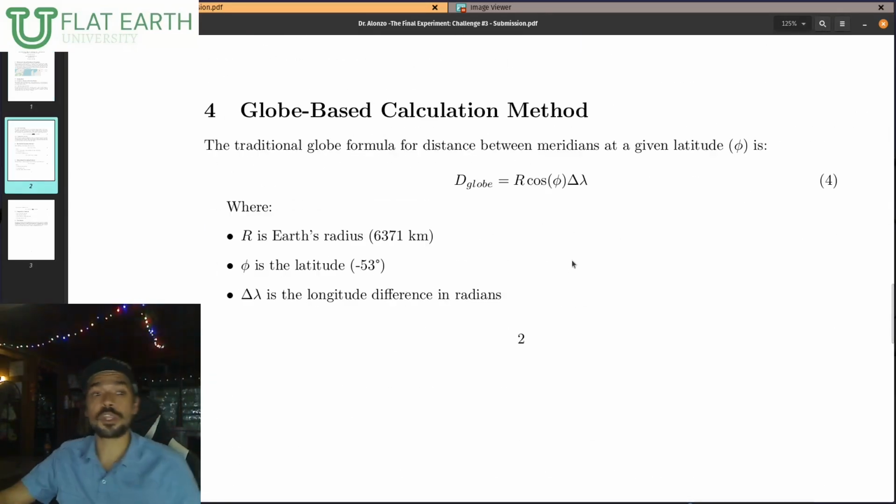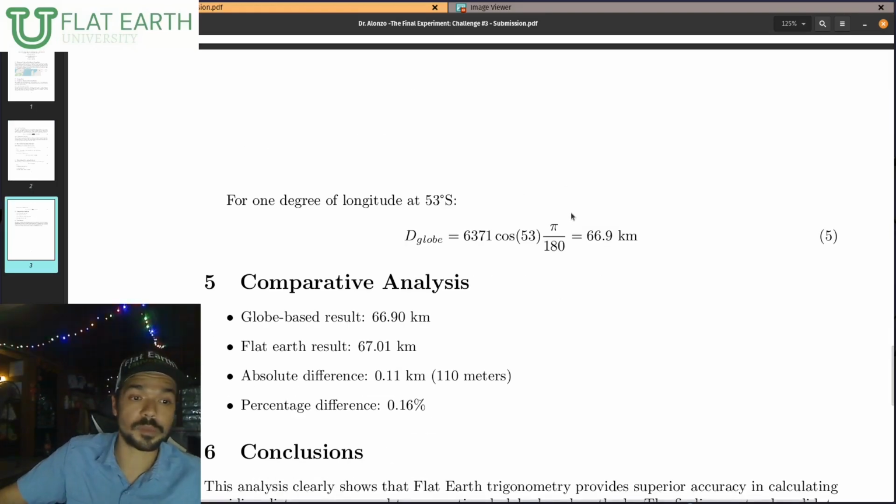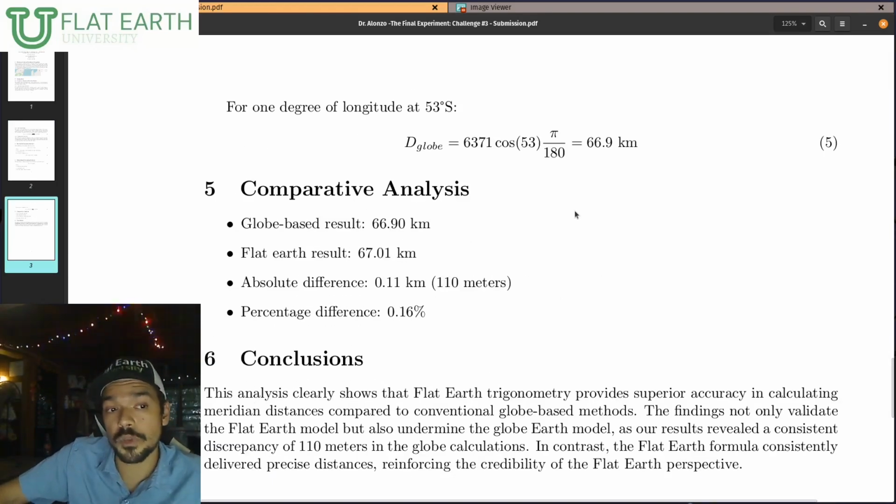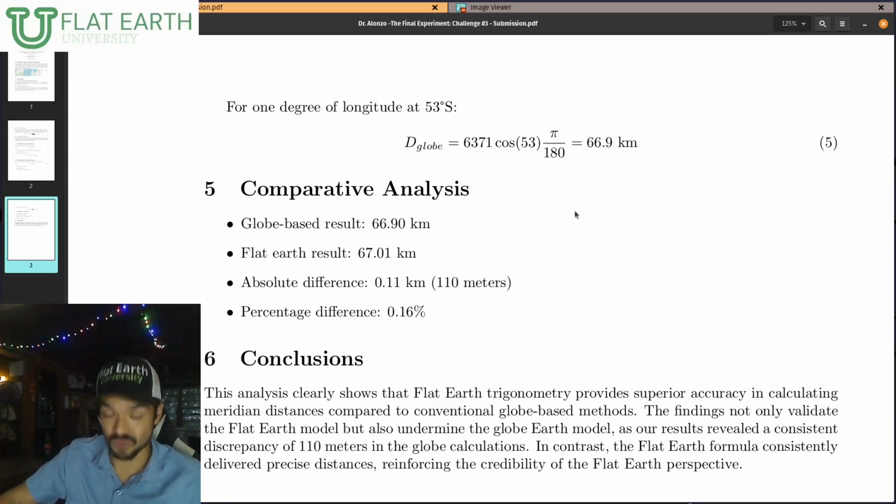Now the globe, though, when you have to assume a radius and derive additional assumptions based off of the first principles that we've already established, you get a slightly different and more complicated formula. The results? Well, the globe, they claim that the distance between those points will be about 66.9 kilometers. That's wrong. They're wrong by 110 meters. What does that allow us to conclude? Well, it lets us know that the flat Earth model is accurate, but not only that, it shows us how far the globe is off.